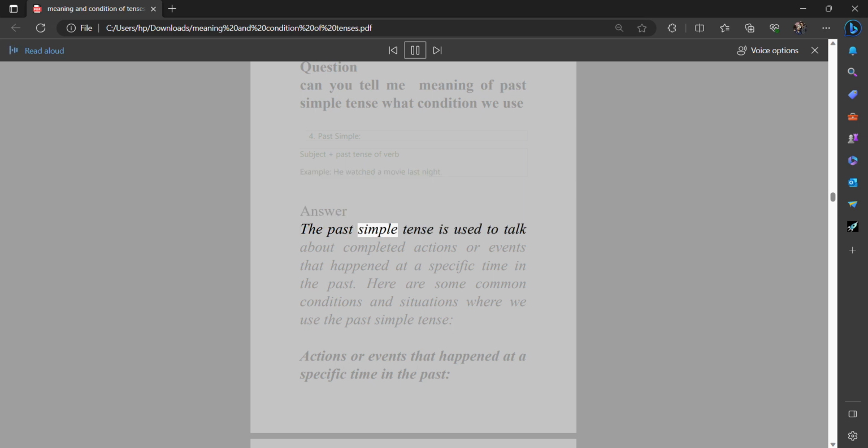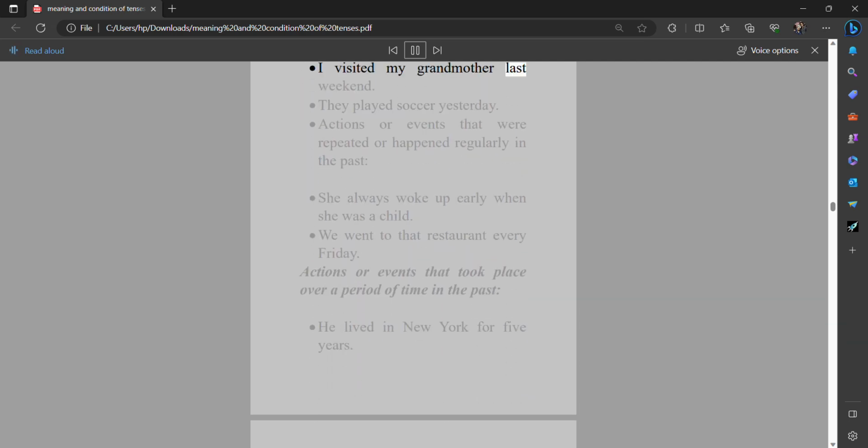Answer: the past simple tense is used to talk about completed actions or events that happened at a specific time in the past. Here are some common conditions and situations where we use the past simple tense. Actions or events that happened at a specific time in the past. I visited my grandmother last weekend. They played soccer yesterday. Actions or events that were repeated or happened regularly in the past.